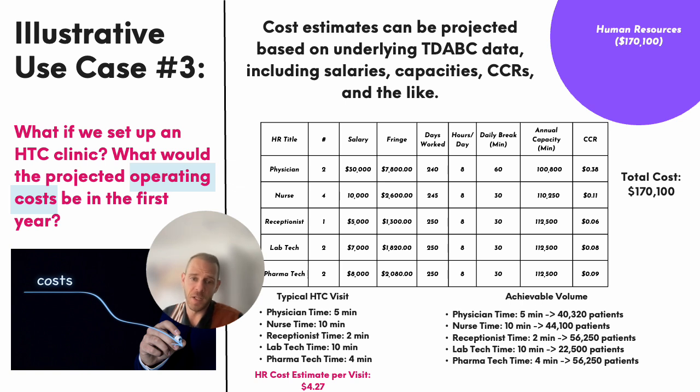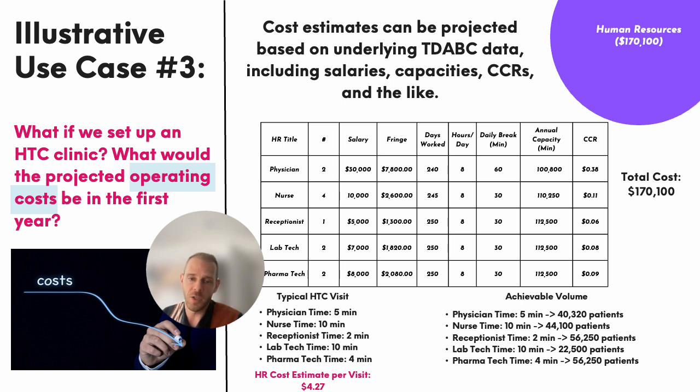On the opposite end of the spectrum, we can see that for receptionists and for those in the pharmacy, they can see well over 50,000 patients. So they're really cranking through, which means that the receptionist is going to have a lot of idle time, right? Patients are going to end up getting stuck in the laboratory, or there's going to be a line out the door, depending on the circumstances of the facility.